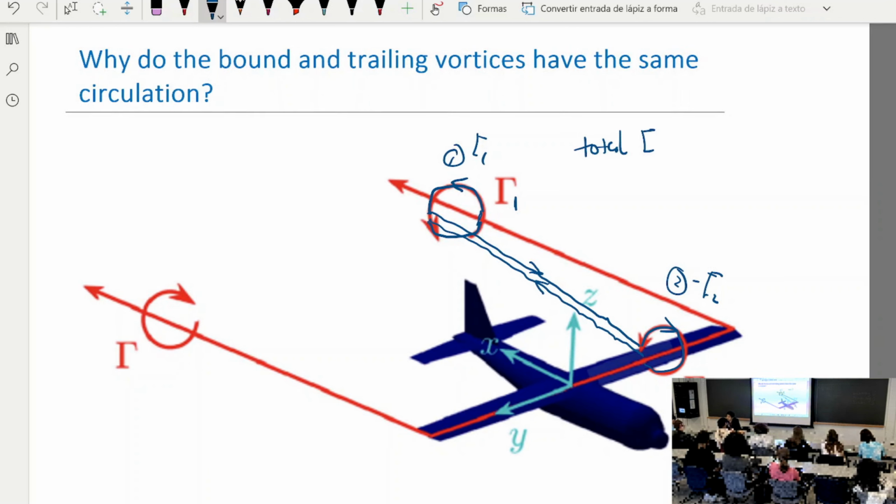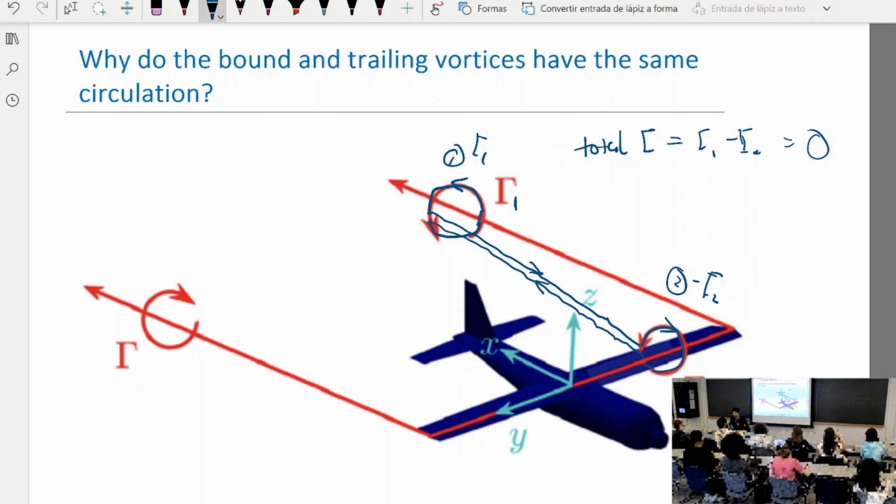So the total circulation around the blue curve should be gamma 1 minus gamma 2, plus the third and fourth parts, which cancel to 0. And that has to be equal to 0. That basically proves gamma 1 has to equal gamma 2. All right? Any questions about this line of reasoning?